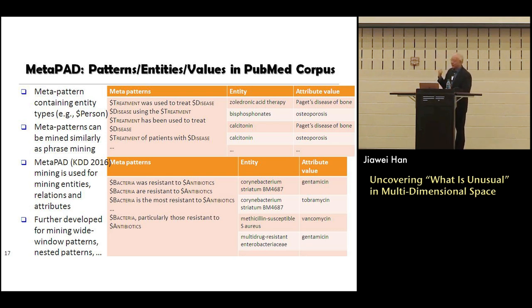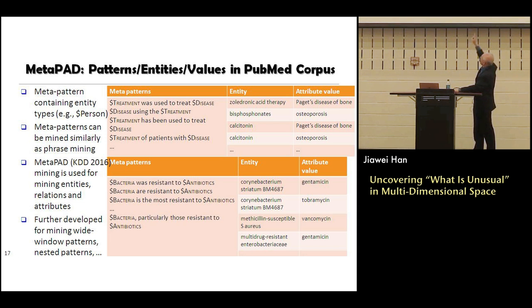Just to give you an example of what we can find: we come from PubMed, NIH. They have a very big PubMed database with all the medical publications, more than 36 million research papers with all the abstracts available. We actually mined this. The interesting thing is that you can automatically cluster those patterns. We automatically clustered this one as $treatment: $treatment was used to treat a $disease. That means what treatment can treat some disease, and all the similar things.